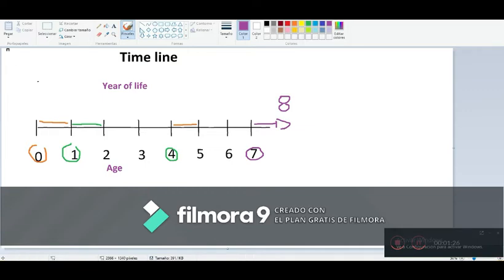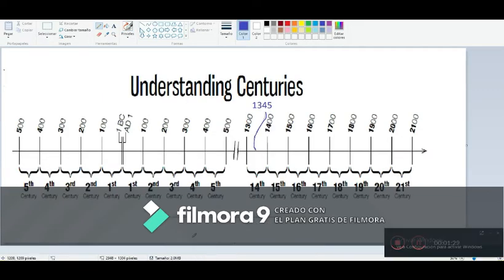So boys and girls, dates in history are almost the same. Take a look on the timeline at the first set of 100 years following Christ's birth. This range of years from 1 to 100 is called the first century because it is the first set of 100 years after the birth of Christ.